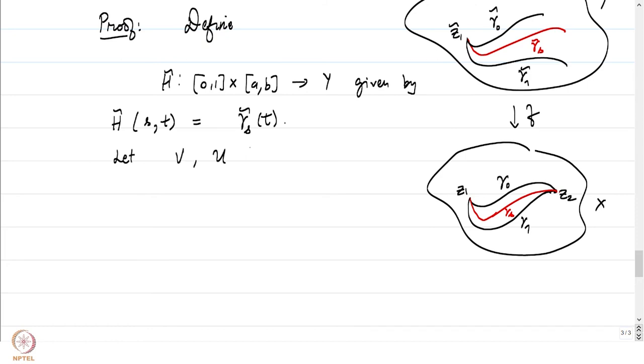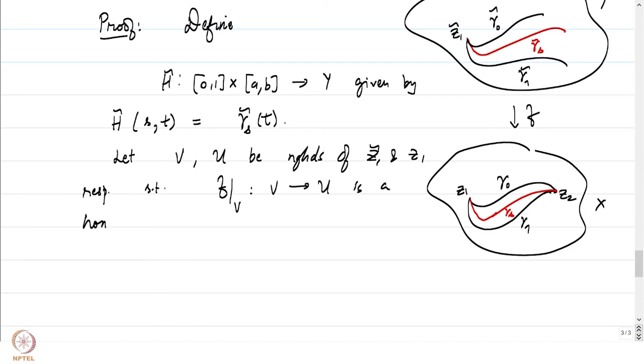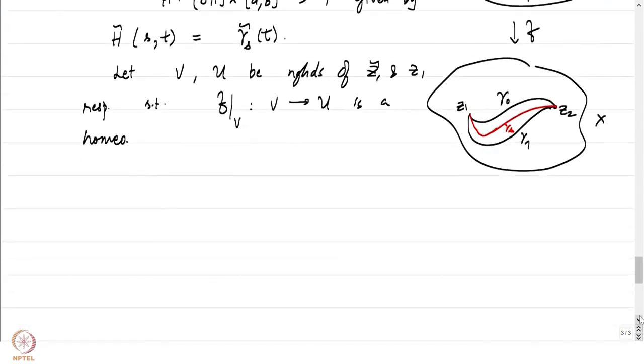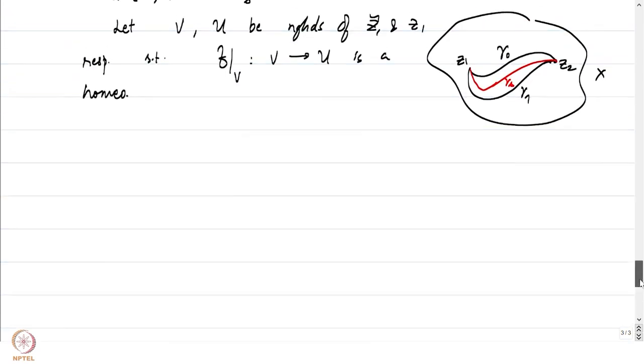Let V comma U be neighborhoods of z1 tilde and z1 respectively such that F restricted to V, from V to U, is a homeomorphism. Now, our map capital H is a continuous map and if you observe H inverse of capital U is an open subset of, well, where is capital H from? It is going to be from [0, 1] cross [A, B]. H of S comma [A, A plus epsilon], where epsilon depends on S, is going to be contained in U.